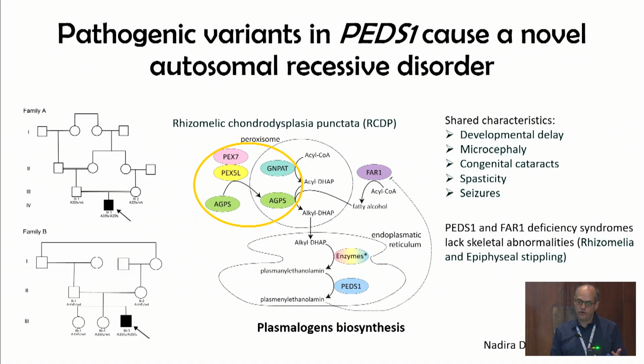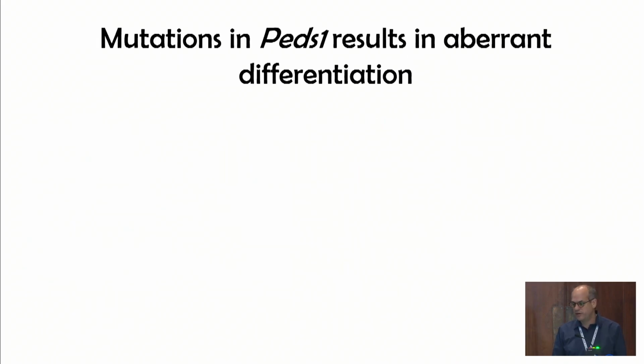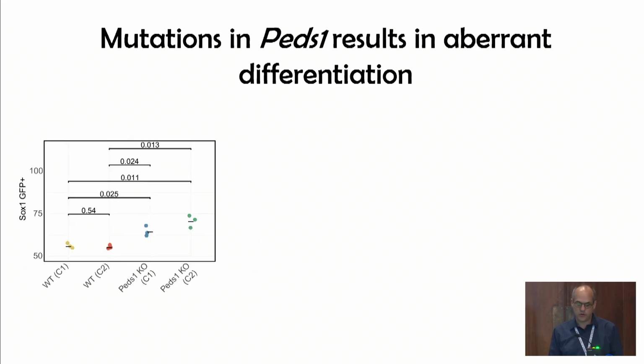So now we went to look at the function of PEDS1 in brain development, again looking at in vitro and in vivo systems. First of all, we've generated mutations in PEDS1 in mouse embryonic stem cells to look at how they differentiate, again with the SOX1 GFP system. And here we see the opposite of what I've shown you for the other 4 genes: the differentiation efficiency goes up. So we see more cells with SOX1 GFP.